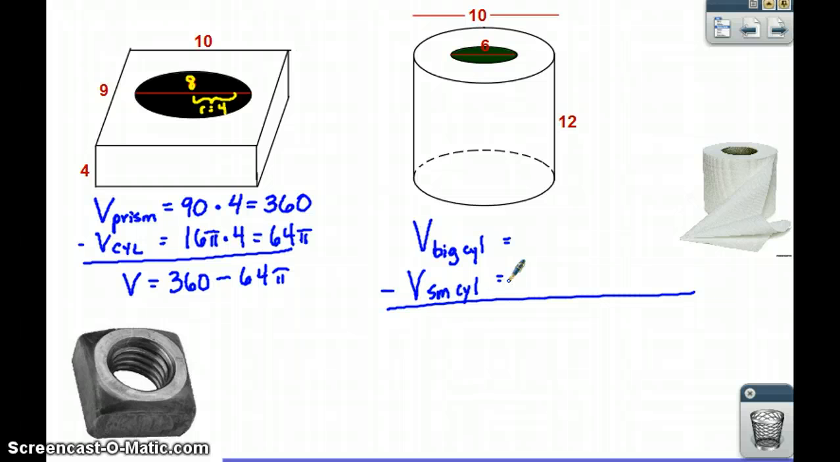Well, let's see. Volume of the large cylinder is the area of the base times the height. The diameter is 10, so the radius is 5, giving me 25 pi, pi r squared, times the height. 300 pi.